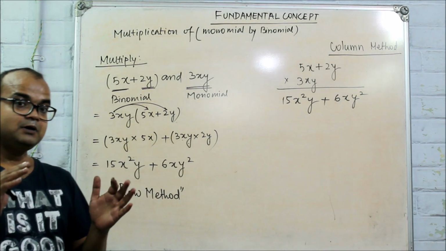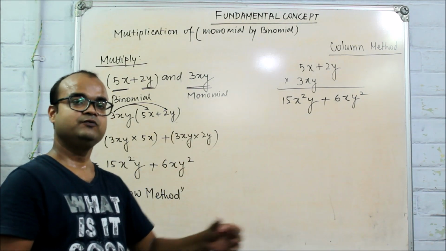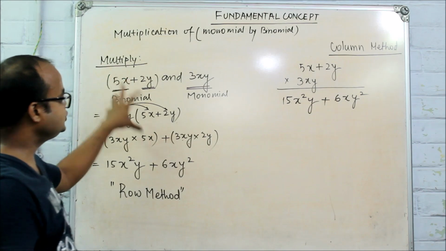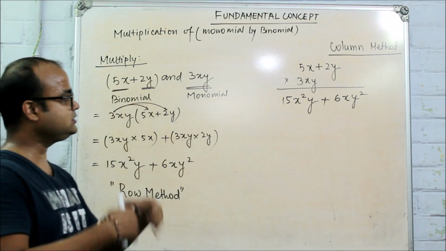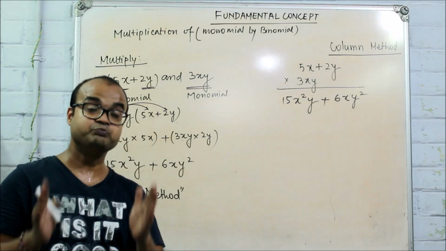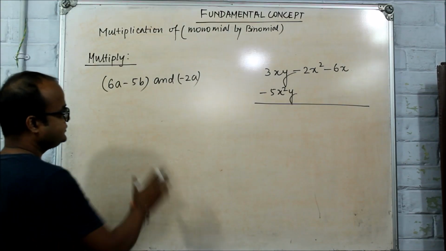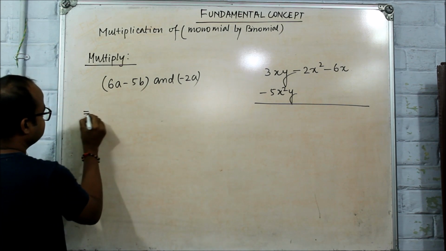Now I request you to practice both the methods. For example, practice two or three sums with the row method, and another two or three sums with the column method, so you know both the methods of how to multiply. Let us discuss these two problems.